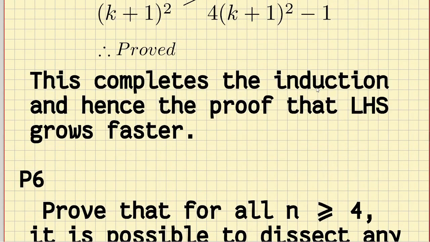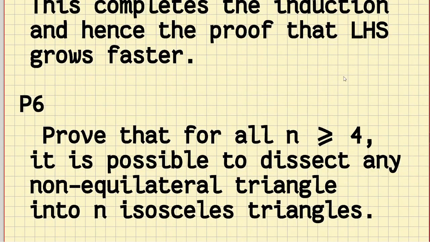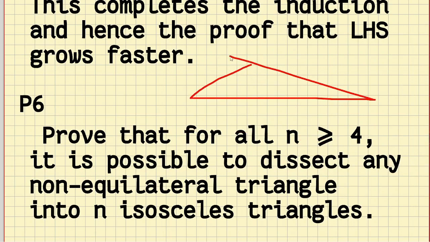And now I will move on to P6, the problem 6. Prove that for all n greater than 4, it is possible to dissect any non-equilateral triangle into n isosceles triangles. So it means that we have to prove that for any scalene triangle or any isosceles triangle, and any n greater than 4, I can dissect it into n isosceles triangles. Actually, it's not a proper figure. You will see now.